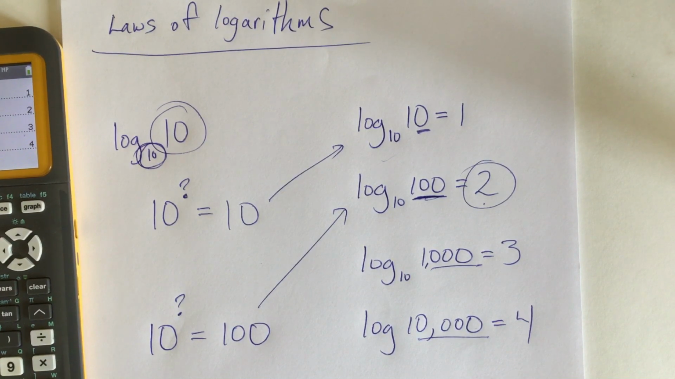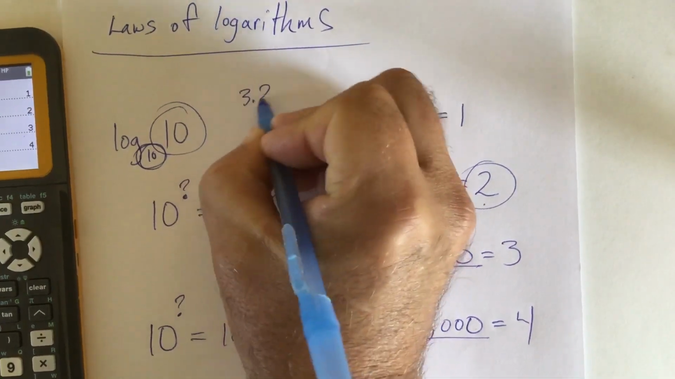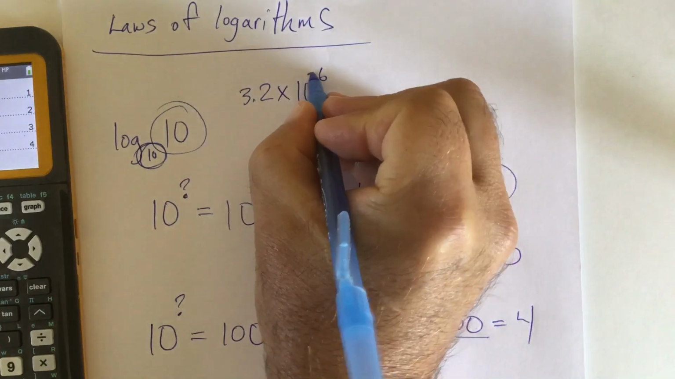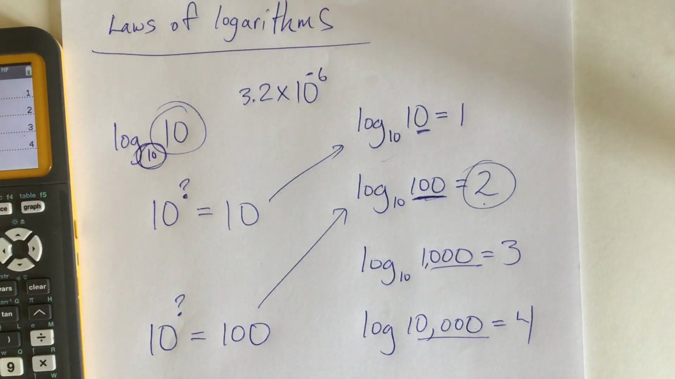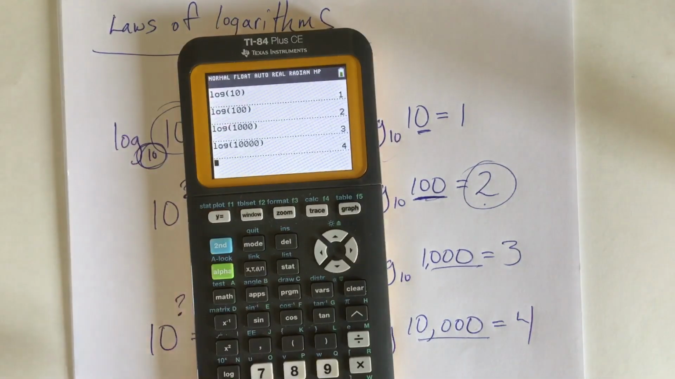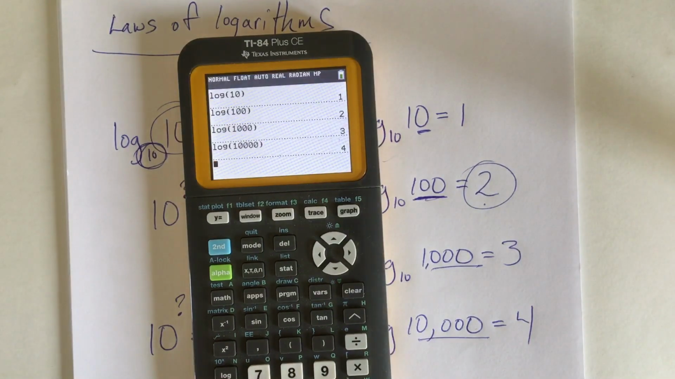And since all the sciences use scientific notation, which is base 10, you'll see in a science book 3.2 times 10 to the 6th, or 10 to the negative 6th, for that matter. Scientific notation is all base 10, so logarithms are all base 10. Whoops, my calc went dim.